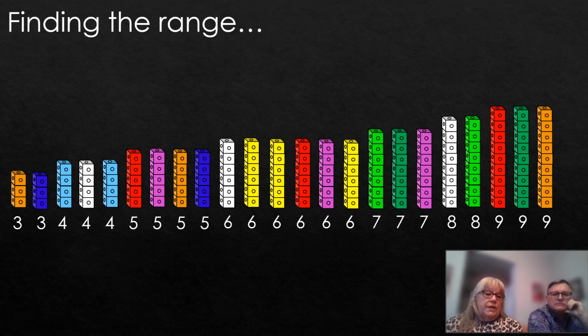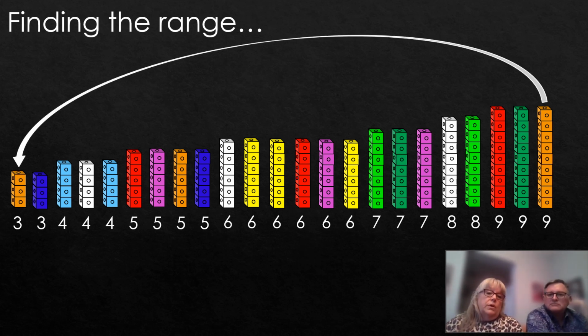With the range of the data, we also want to look at them in order from least to greatest because I'm finding the difference between the greatest data point and the least data point. So in order to do that, I know that my greatest length of name is 9 letters, and my smallest name is 3 letters. So I'm going to subtract 9, take away 3 to get my range.